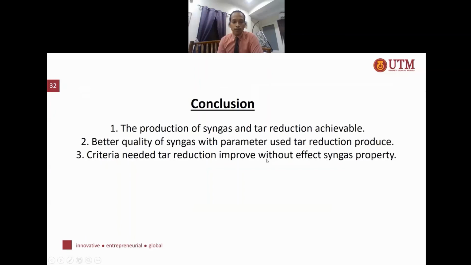In the conclusion, number 1, the production of syngas and tar reduction is achievable. Better quality of syngas with the parameters used for tar reduction is achievable. Criteria needed so tar reduction improves without affecting syngas properties.